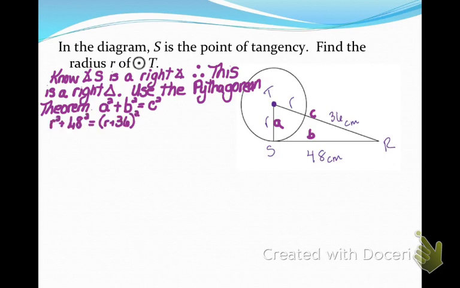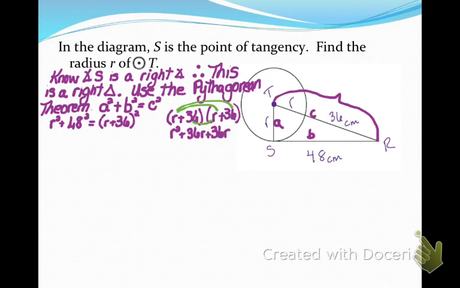My a is r squared. My b is 48 squared. But now look at my hypotenuse here. It's made up of this whole thing. So it's r plus 36. So r plus 36 squared. Now this is an expression, so I would need to then simplify that by using FOIL. And I think you guys remember this, where I get r squared plus 36r plus 36r plus 1,296.